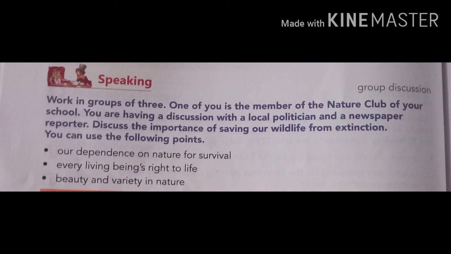Okay, children, now here you are going to work in 2 or 3. One of you can become a member of a nature club of your school and the other one would be the local politician or a newspaper reporter, anyone. Now, in this pandemic situation, how are you going to do this in a group? You're going to call one of your friends, and both of you would write the dialogues earlier, discuss and write it down, and then share it with each other.